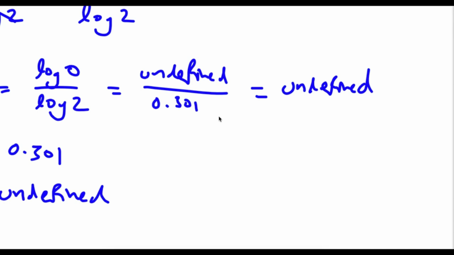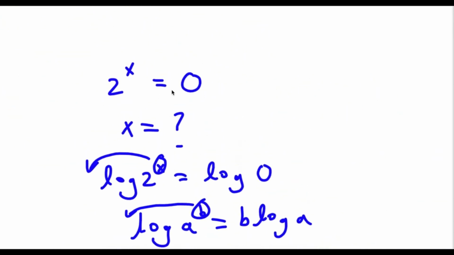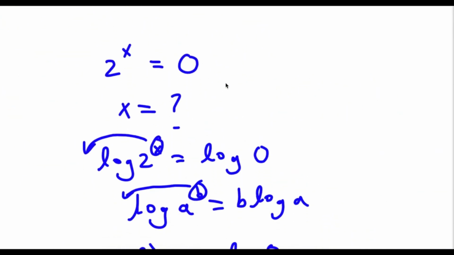Undefined is already undefined, meaning 2 to the power of x equals 0 is undefined. And this actually makes sense because you can't take anything to the power of something and make it equal 0. So that is our answer.